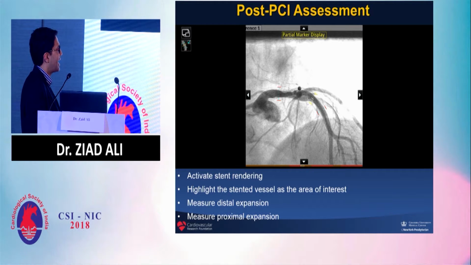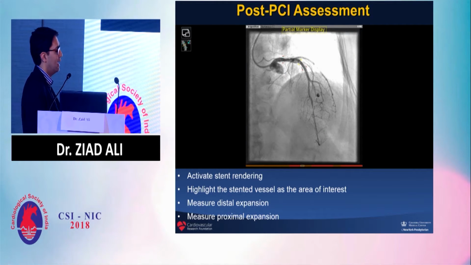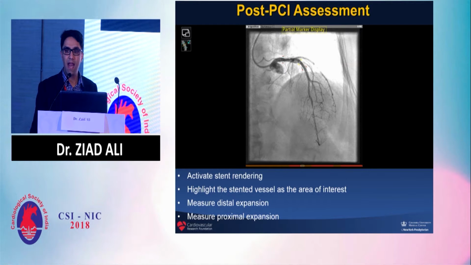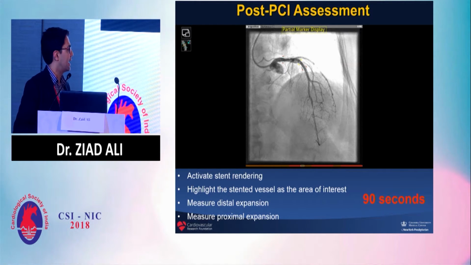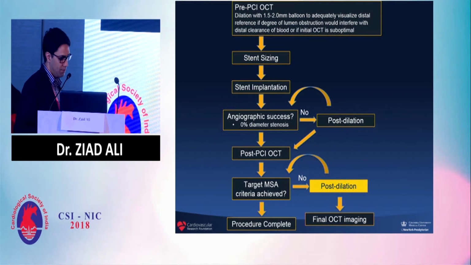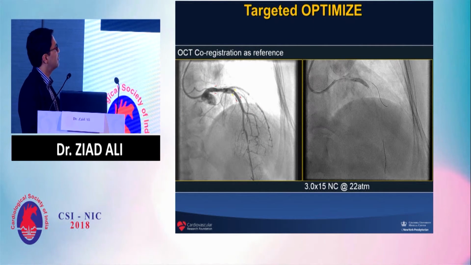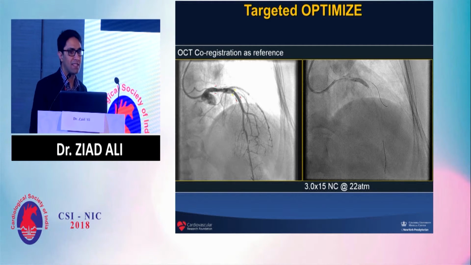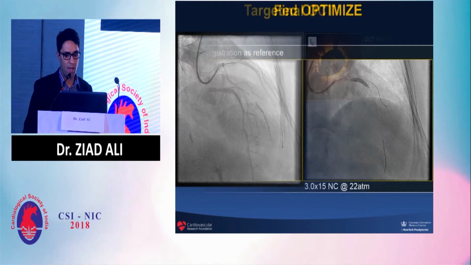and we know exactly where our high pressure balloon should be, and the balloon should not be inflated anywhere else. This is precision PCI. This took 90 seconds. Now we perform our post-dilation in an absolutely targeted manner. You'll see I'm away from the stent edge. I'm only post-dilating that segment of the artery that had underexpansion.